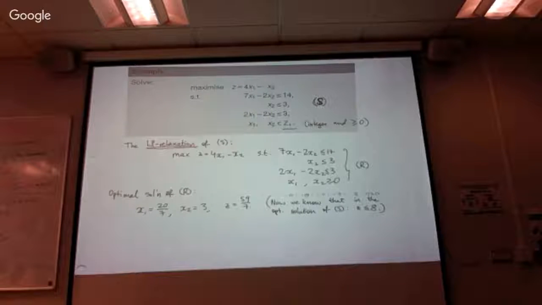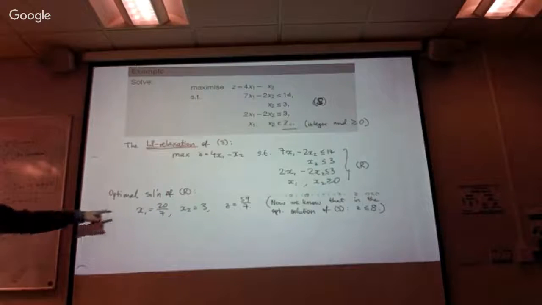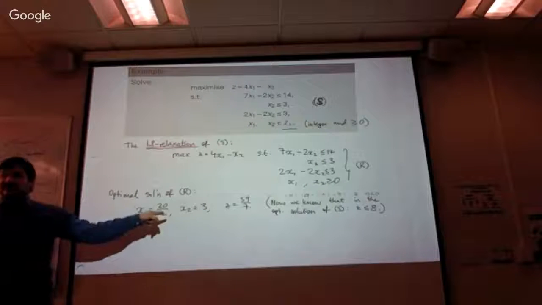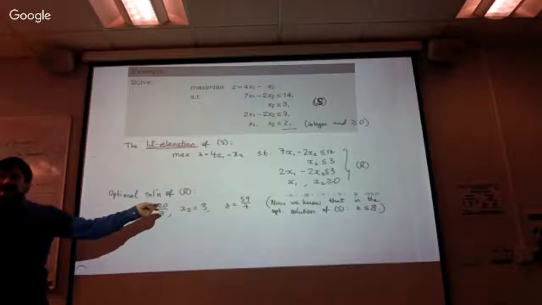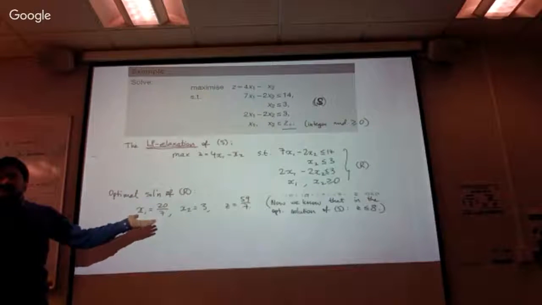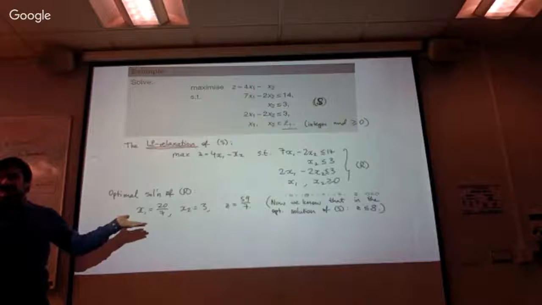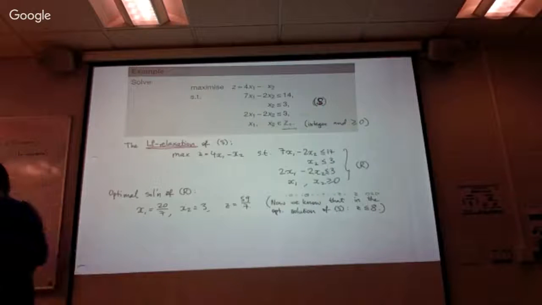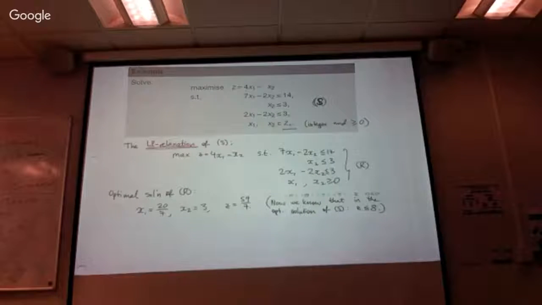But we don't know what the optimal solution is yet. We got lucky, and these x's were both integer in the relaxed problem, and that would be the solution. Certainly we can't get any better. But it's not. We didn't get that. So now we'll start building the branching.